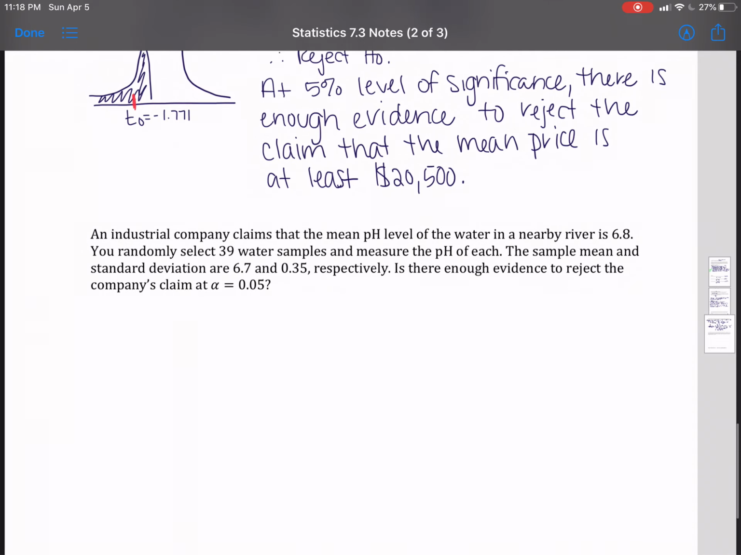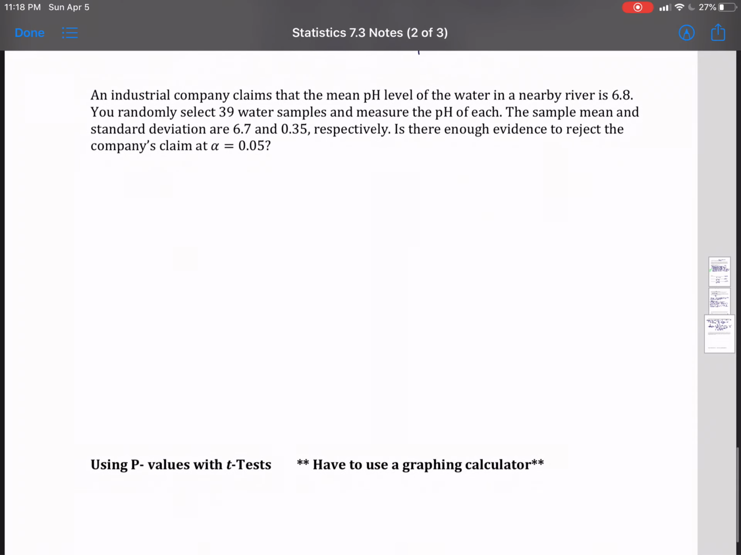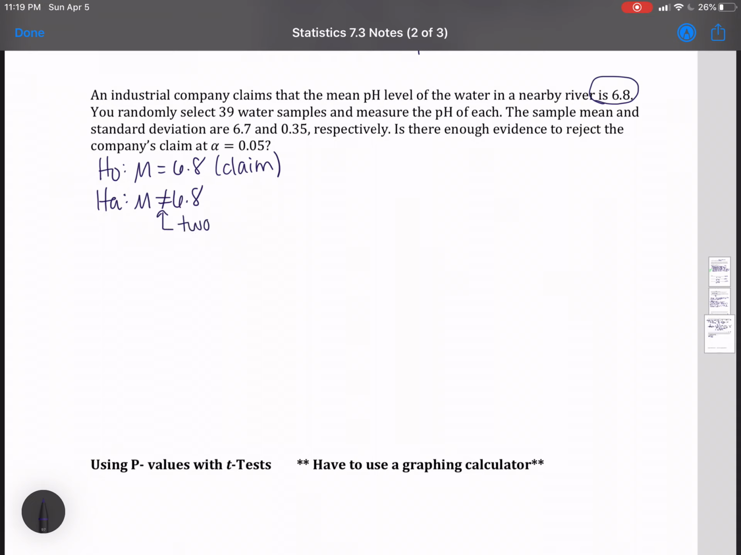Now looking at this last one. An industrial company claims that the mean pH level of the water in a nearby river is 6.8. So right there, that tells us that our claim is 6.8. And since "is" would be equals, that's going to be our null. So that means our alternative hypothesis is that mu does not equal 6.8. And since it's not equal, we already know it's going to be two-tailed.